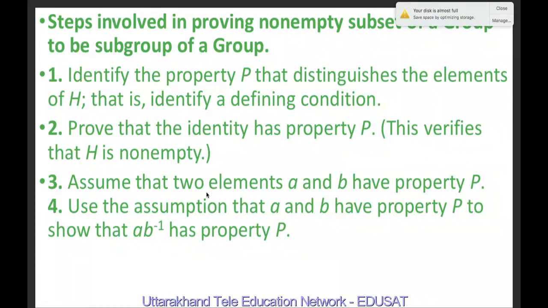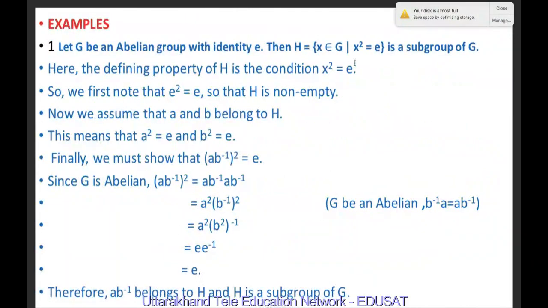Next, we will assume that two elements A and B have the property P, and then use this assumption to show that AB inverse has the property P, because in the last result we have proved that if AB inverse belongs to H, then H is a subgroup of G. So we will demonstrate these steps by means of one example.